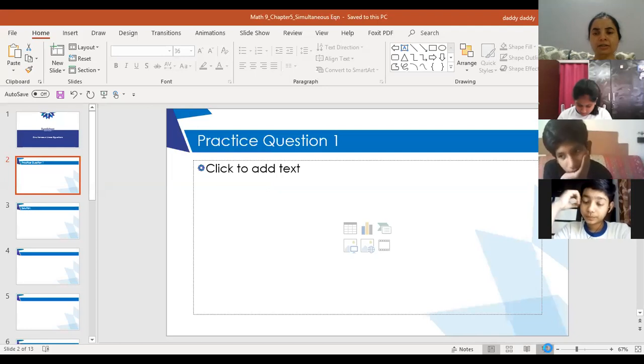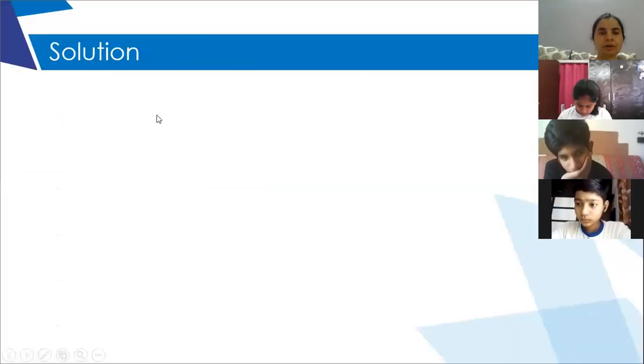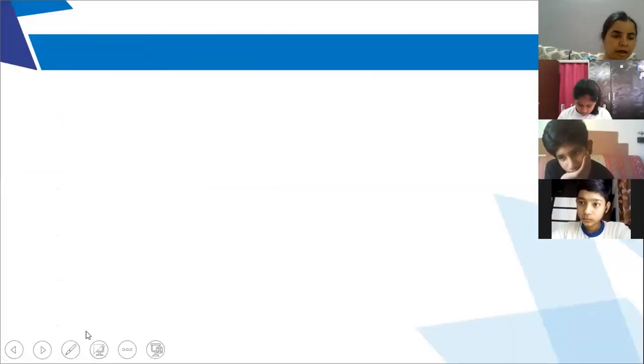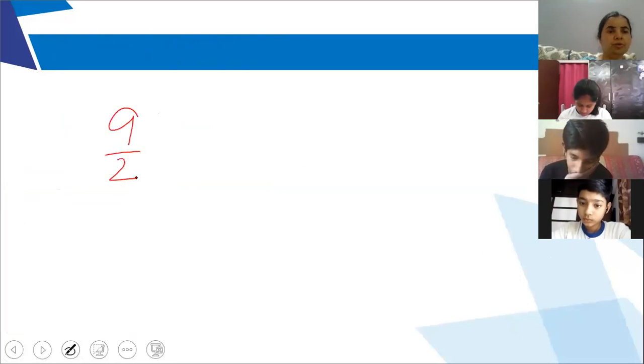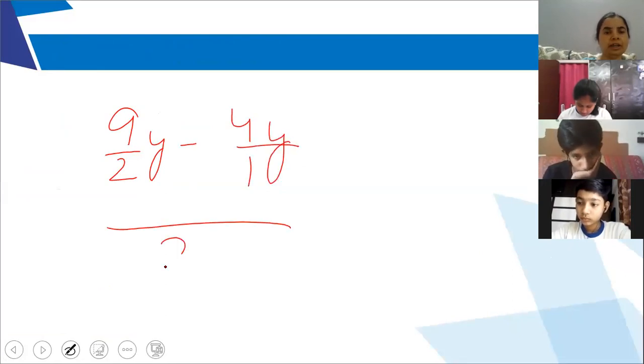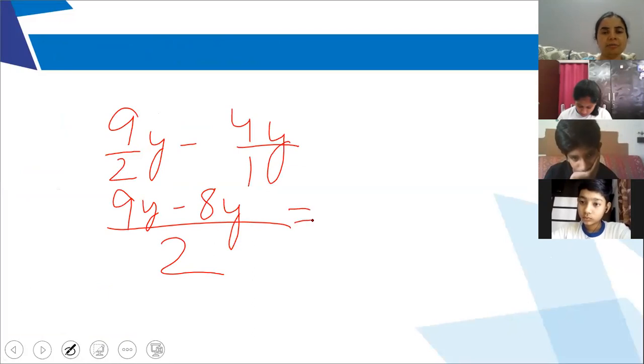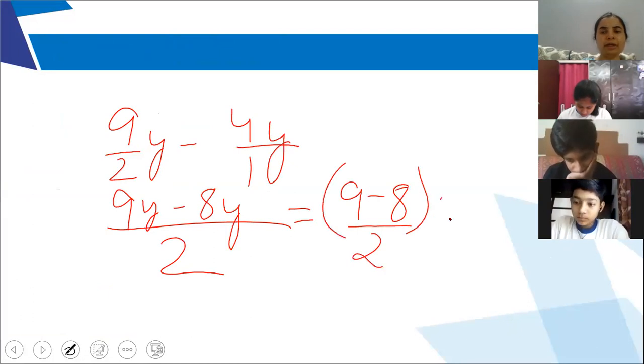And these things, children, now you have to understand why it is happening. 9 by 2y minus 4y. It is nothing but 4y upon 1. You take the LCM, and this goes 9y minus 8y. Out of the two things, I have just taken y common and it is written like 9 minus 8 upon 2. And outside the bracket it is y, which is y upon 2.